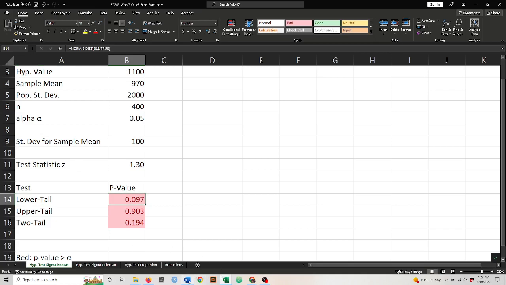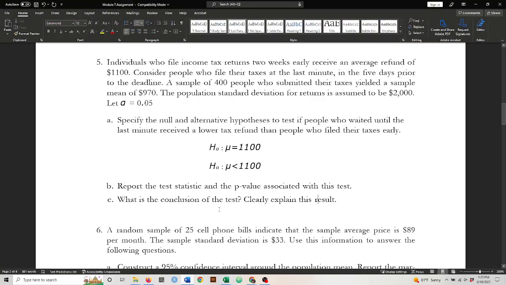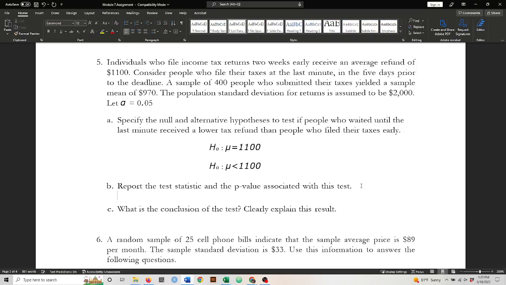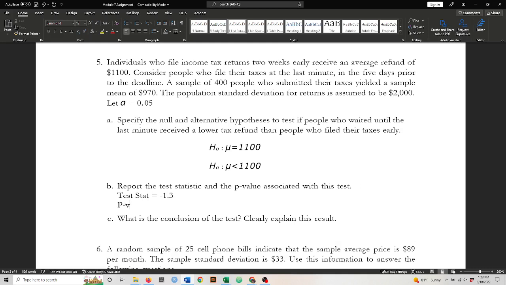Okay, I'm going to sneak back up and we're going to plug these in right here. So we can say the test stat was equal to minus 1.3 and the p-value for a lower tail test was equal to 0.097. Okay, minus 1.3, and that's negative because the sample mean is less than the hypothesized value.